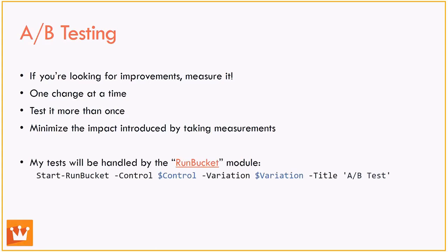Now, how I'm going to be running my test cases today is with a module that I've written called RunBucket. Basically, it takes a script block in as our control, and that control is going to be, quote unquote, your standard way of doing something. Then it takes in another script block, which will be our variation, something that we can do differently. Then we give it a title and run it.